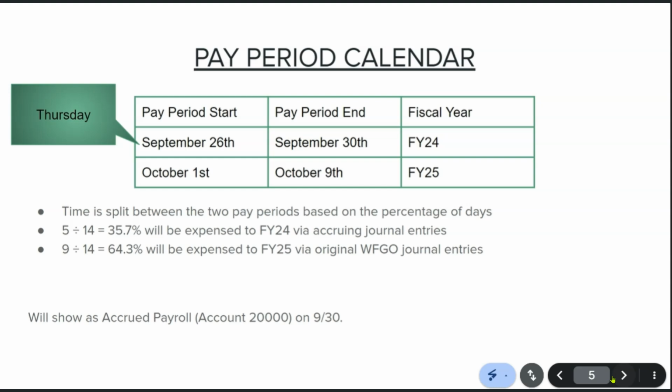The next pay period is a little bit different. It encompasses two different fiscal years. It starts September 26th and ends October 9th. So in other words, for the tribe's fiscal year, September 26, 27, 28, 29, and 30 are taking place in fiscal year 24, with fiscal year 25 being October 1st to October 9th. Time is going to be split between those two pay periods based on its percentage of days, basically what happens, what's available to us in Workforce Go.